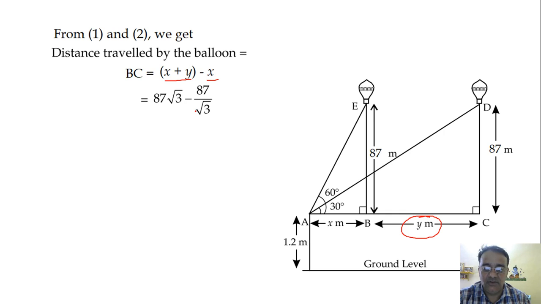Now take LCM and take 87 by root 3 common. So we'll get this one. 3 minus 1. 3 minus 1 is 2.